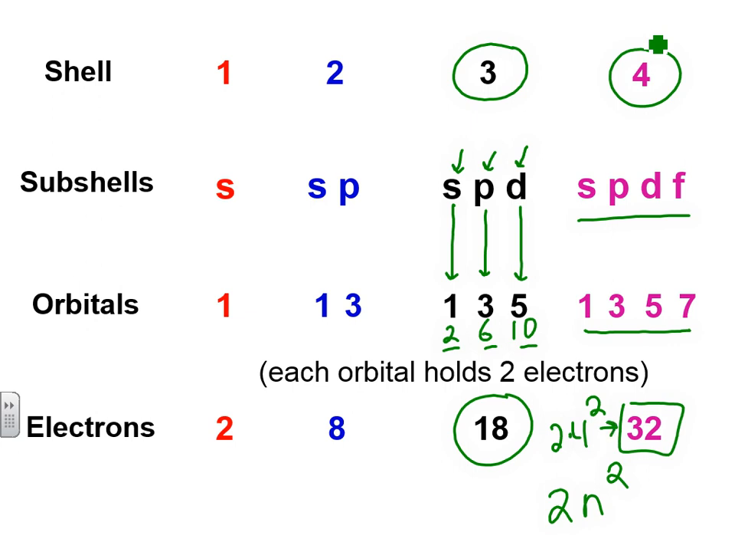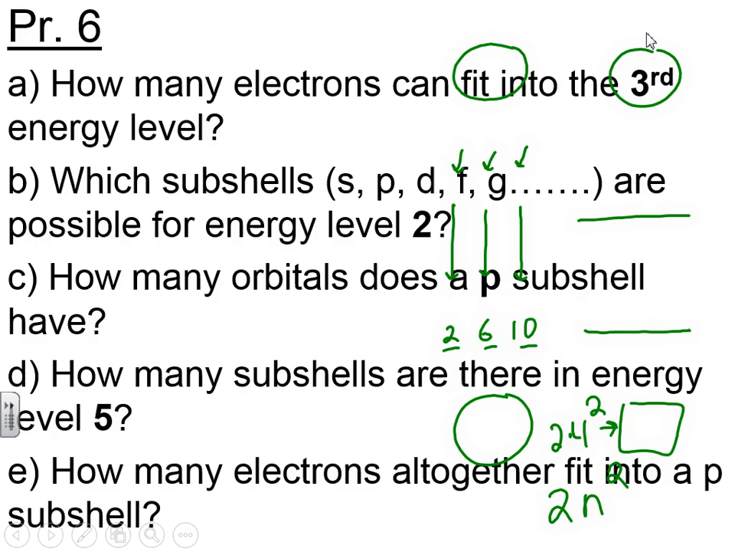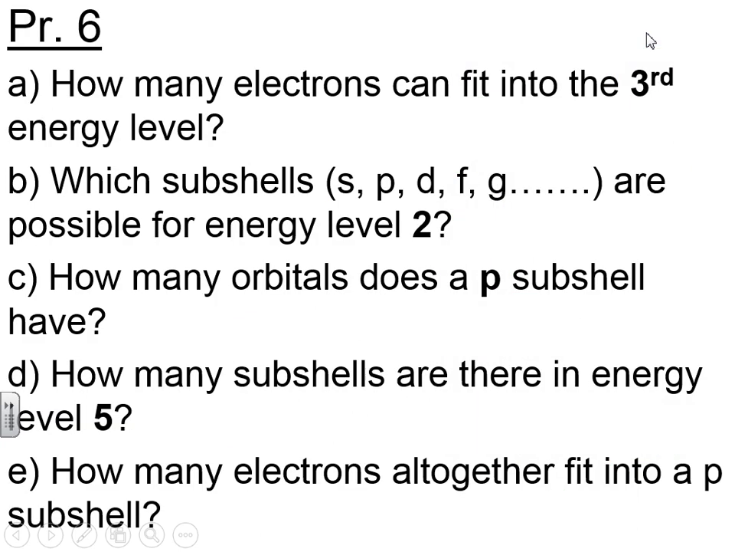Study this and make sure you understand the difference between the orbitals, subshells, and electrons. And we'll actually do much more of this when we talk about electron configuration. So here's a quick practice problem for you to try based on what we've talked about, and this completes the lesson.